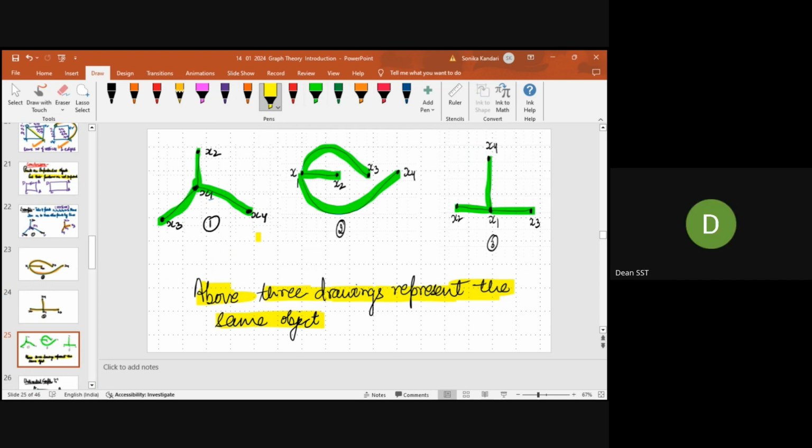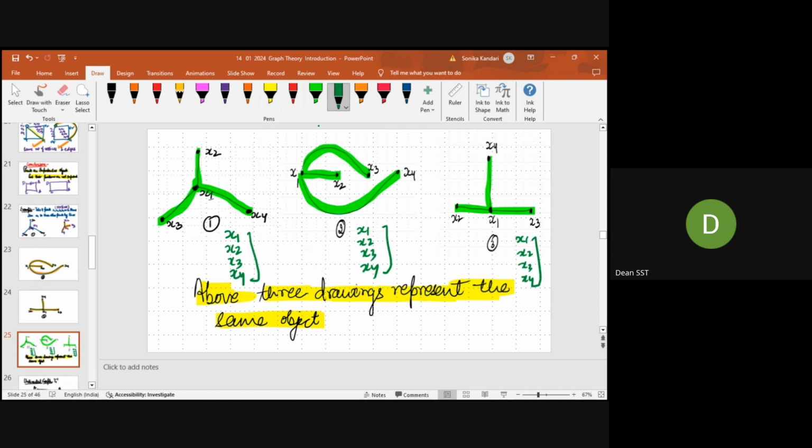Don't see the shape. Don't see whether it is a straight line or a curve. Just see the edges and the vertices. In the first diagram, the vertices are x1, x2, x3, x4. In the second diagram, x1, x2, x3, x4. Four vertices. In the third diagram, x1, x2, x3, x4. Four vertices. Now the edges.